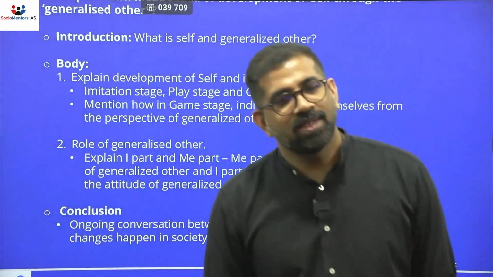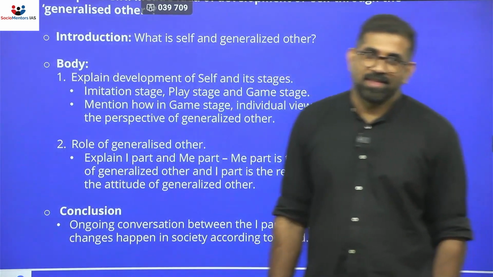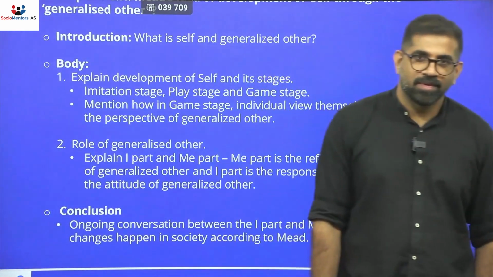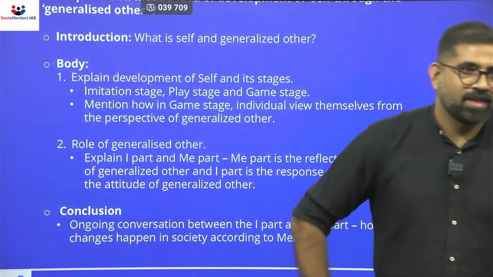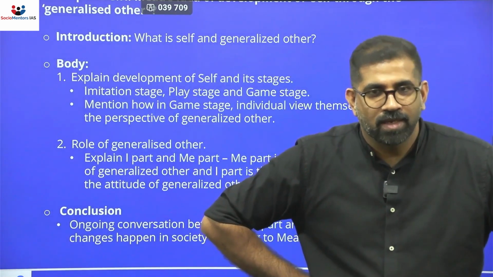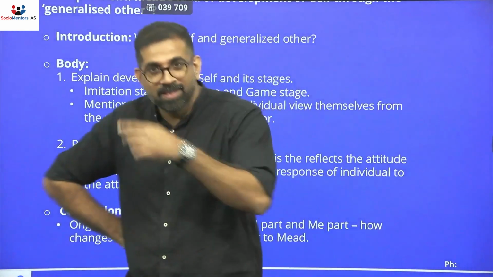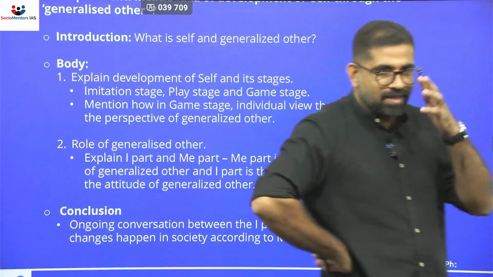I and me are the parts of self. There are two parts of self. Self is the ability to consider oneself as a subject as well as an object. That is self, right? What is generalized other? Society. Yeah. Generalized other means society.